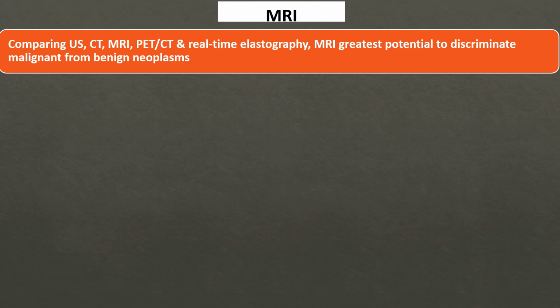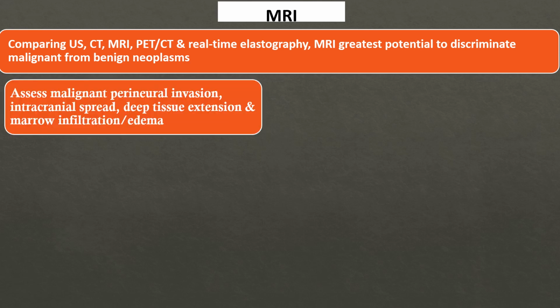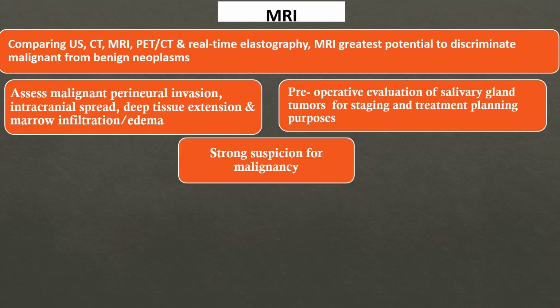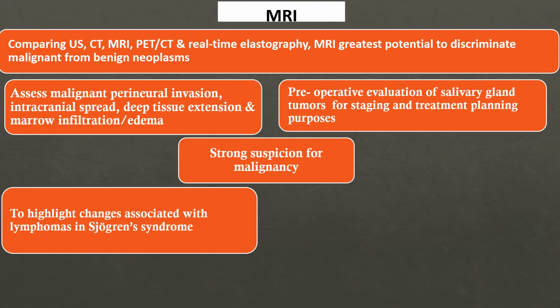MRI. When we compare ultrasonography, CT, MRI, PET CT, and real-time elastography, the MRI has shown the greatest potential to discriminate malignant from benign neoplasms. And it is also useful to assess the malignant perineural invasion, intracranial spread, deep tissue extension, and marrow infiltrate or edema. The preoperative evaluation of salivary gland tumors for staging and treatment planning purposes can be done with MRI. Whenever we strongly suspect malignancy, then MRI is indicated.